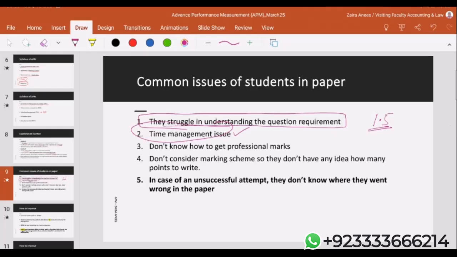If you are attempting a section B question, then probably in 30 to 40 minutes you are supposed to complete one question of section B. Because if you develop this habit, probably you will be able to do well in your exam, right? So that's the most important point for this.